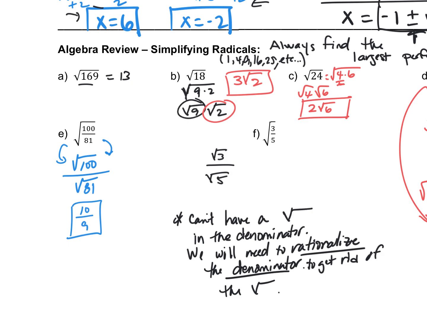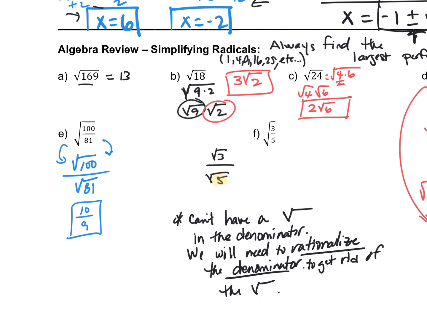Okay, so can't have a square root or a radical in the denominator. We will need to rationalize the denominator to get rid of that square root. So rationalizing, that means I'm going to look at what's inside here only. So look at what's inside the radical on the bottom, and I'm going to multiply by exactly what I have.